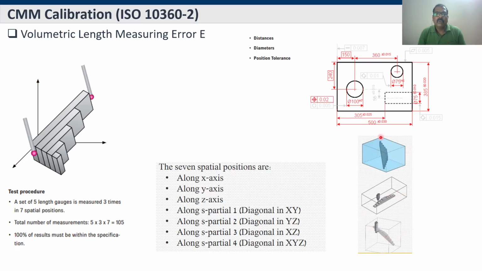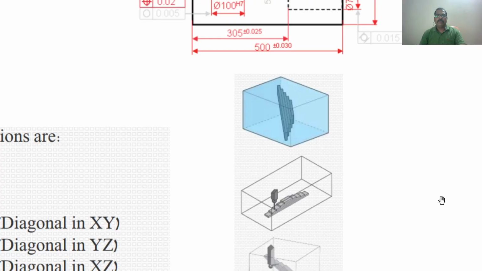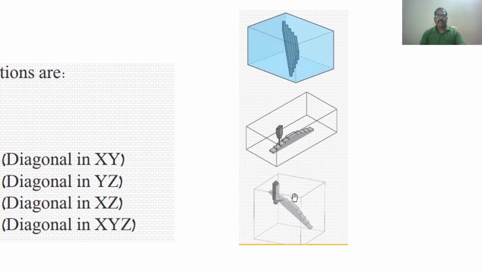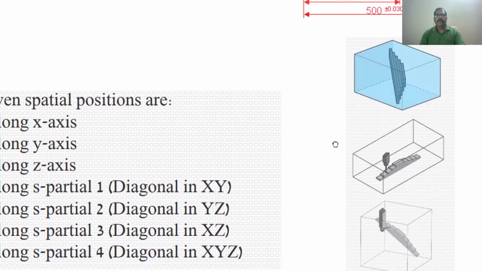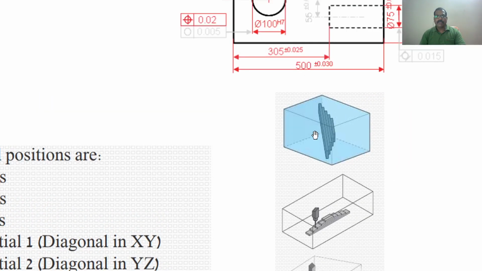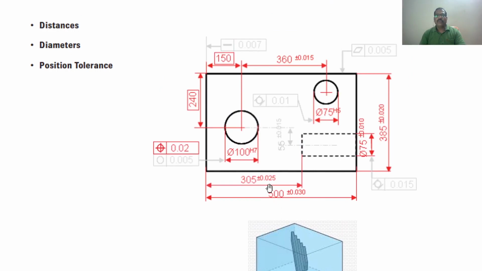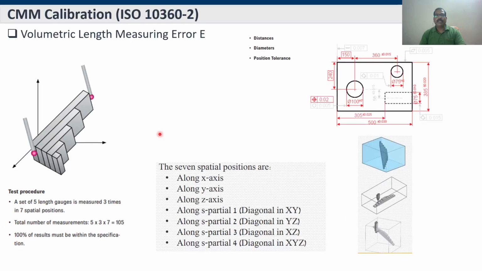So this is the test window in the CMM machine, you will be able to see in this one. Maybe I can zoom it. Like this, different positions you can measure. 5 into 3 into 7, 105 measurements if you do. So this is useful for distance, diameter and positional tolerance, like a length measurement error. After doing this calibration process as per ISO 10360-2, you can ensure that the readings being measured by the CMM are accurate, and you can also state the percentage of error.